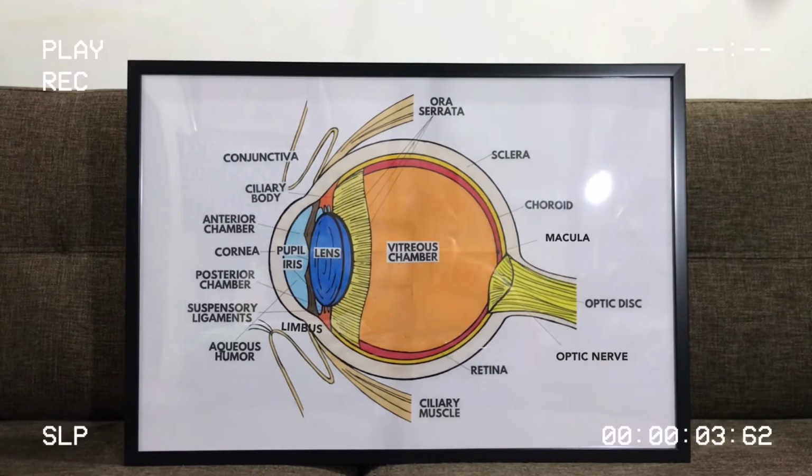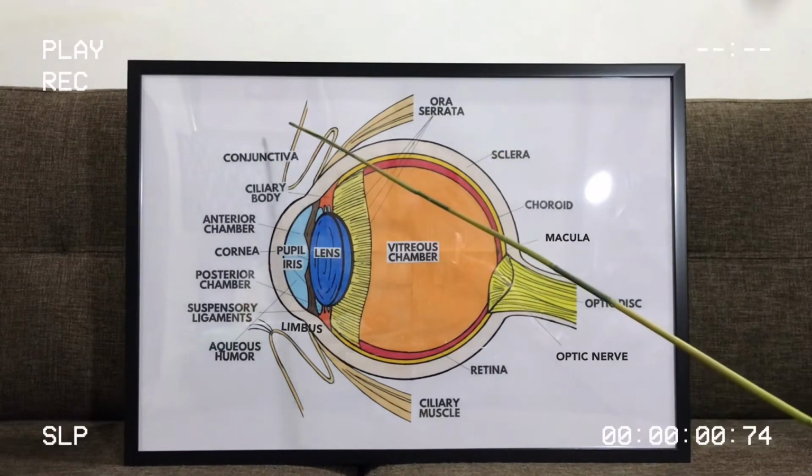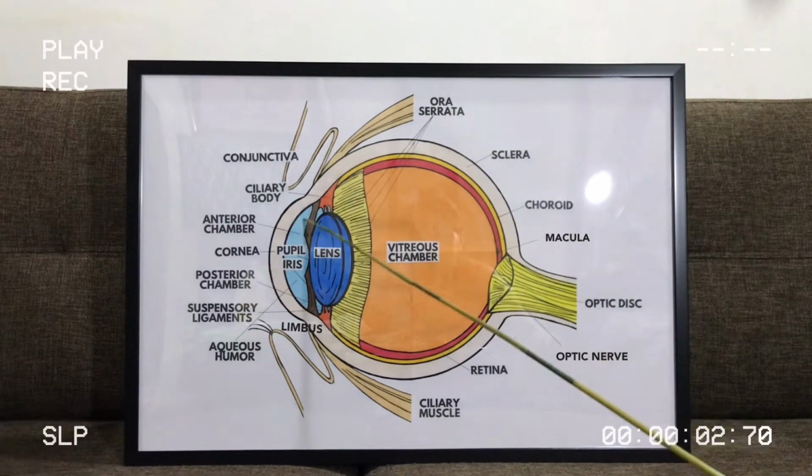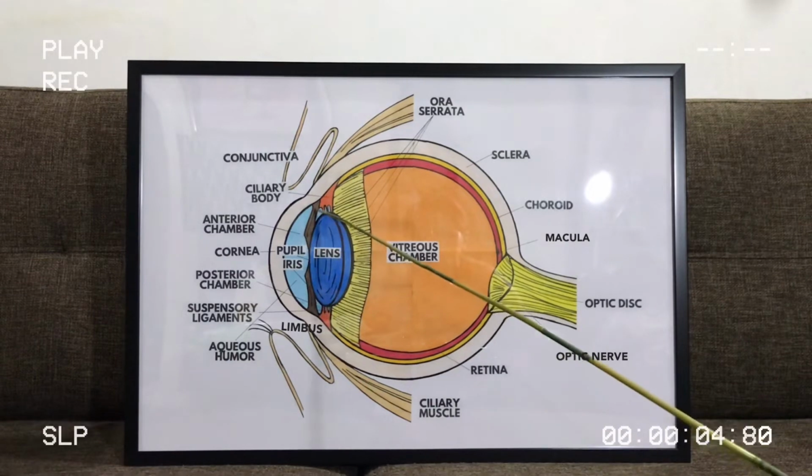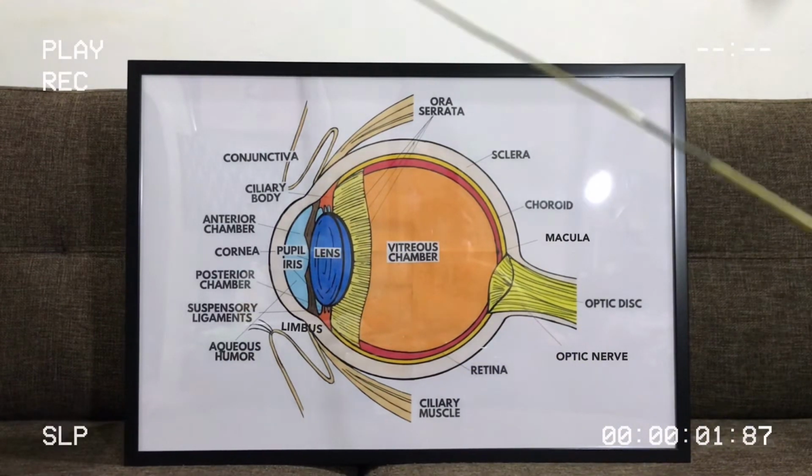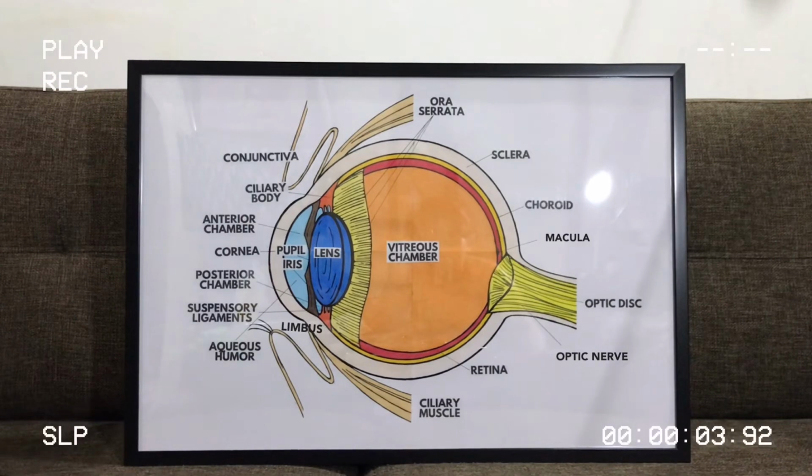Next, we have the iris, which is the colored part of the eye, or this brown region. The iris is shaped like a disc with a hole in the middle known as the pupil. The muscles in the iris cause the pupil to constrict in bright light and to dilate in dim light. The change in pupil size regulates the amount of light that reaches the posterior part of the eye.